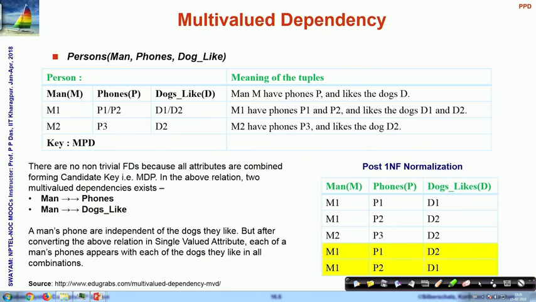capture in terms of what we call multivalued dependencies, which is shown in terms of double arrows, as you can see here. So, man multi-determines phones, man multi-determines dog like. So, there are 2 different multivalued dependencies in this case. This multivalued dependency adds a new source of redundancy in our data, and that is very real in various models of our system.